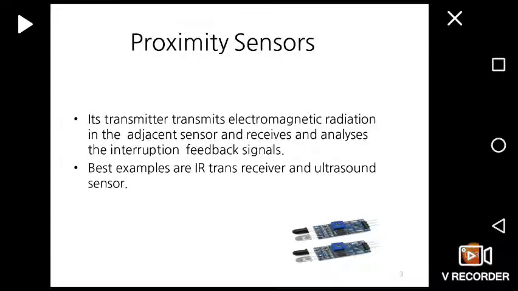Proximity sensors. A transmitter transmits electromagnetic radiation in the adjacent area, and the sensor receives and analyzes the interrupted feedback signals. Best examples are the IR transceiver and ultrasound sensors. Proximity sensors are used in robotics to find objects.